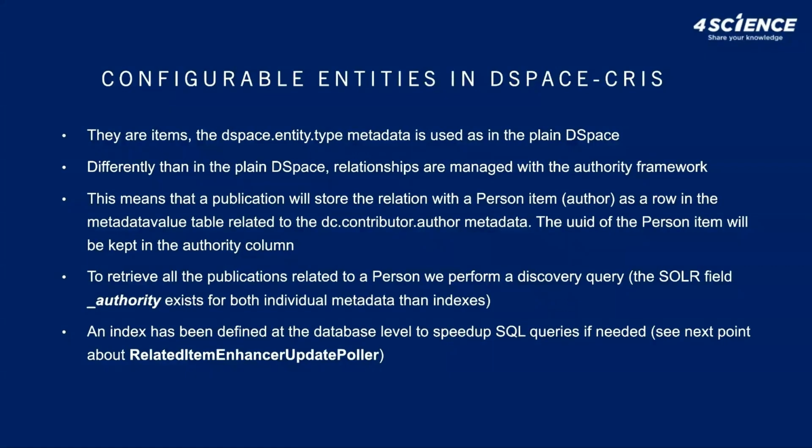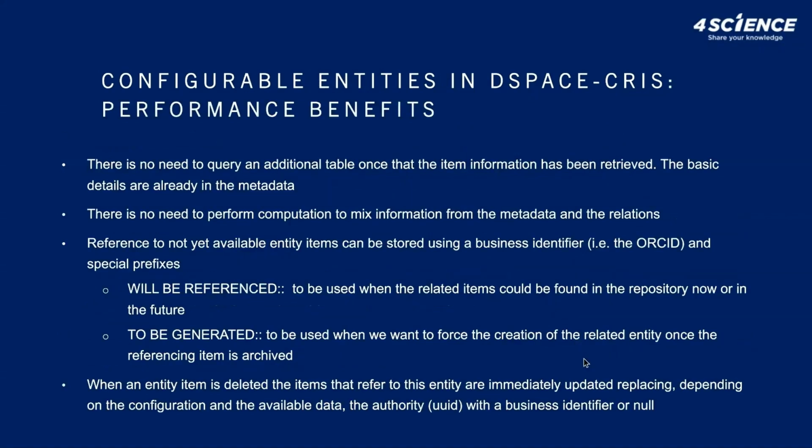We only track and store the direct link. So, the relation that goes from the publication to the person is stored, and the inverse relation can always be discovered by performing some query at Solr level, or eventually also at the database level.